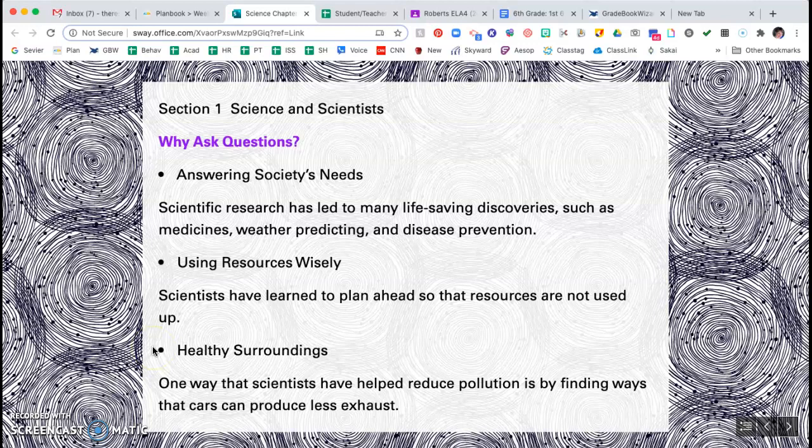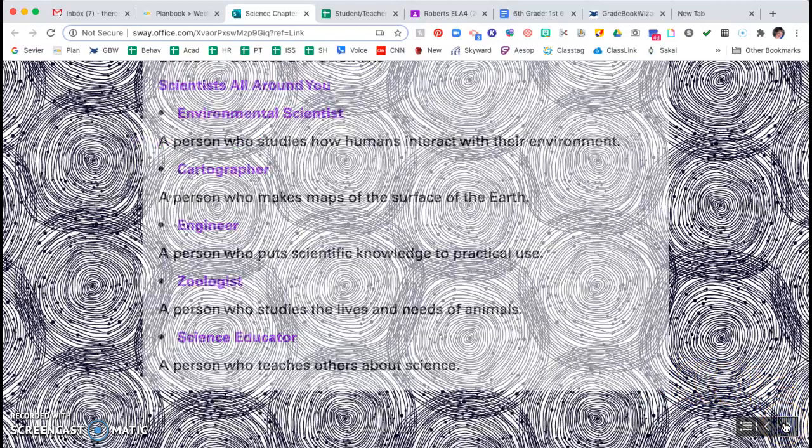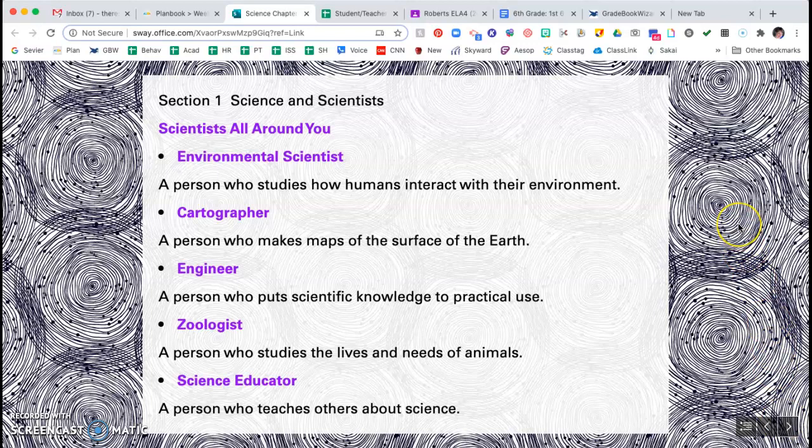And thirdly, healthy surroundings. Another way that scientists have helped is to reduce pollution, and they do that through finding ways that cars can produce less exhaust. So, for instance, running them on vegetable oil instead of gas or gasoline, or having an electric car where you can just go plug it in. So there are all kinds of scientists working on many, many different kinds of things out in the world today. And who knows, you may grow up to be one of those scientists as well.